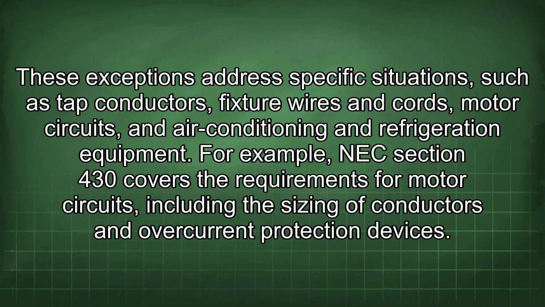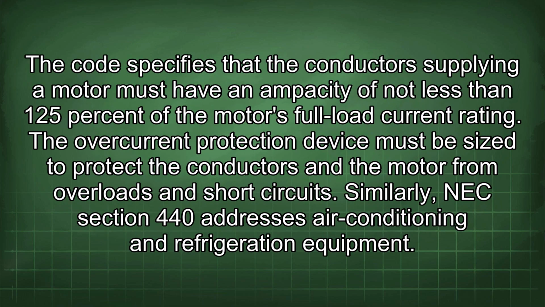These exceptions address specific situations such as tap conductors, fixture wires and cords, motor circuits, and air conditioning and refrigeration equipment. For example, NEC Section 430 covers the requirements for motor circuits, including the sizing of conductors and overcurrent protection devices. The code specifies that the conductors supplying a motor must have an ampacity of not less than 125% of the motor's full load current rating. The overcurrent protection device must be sized to protect the conductors and the motor from overloads and short circuits.